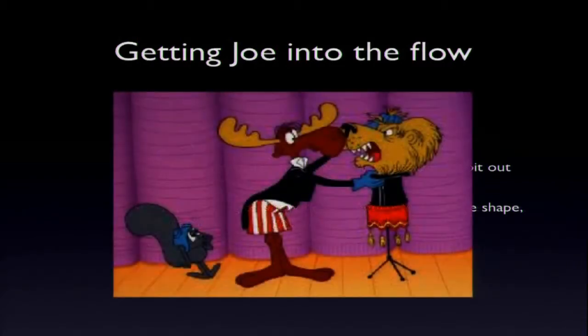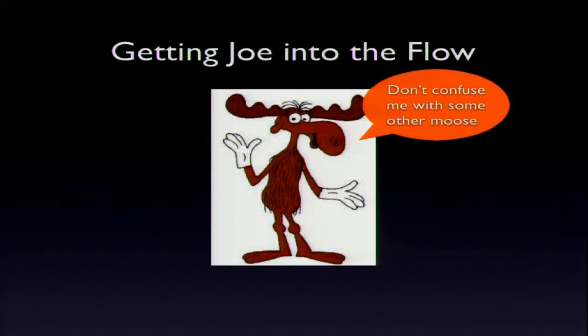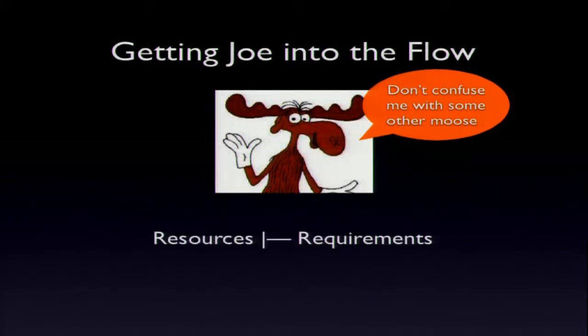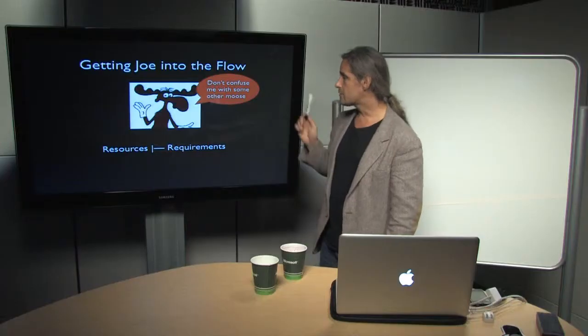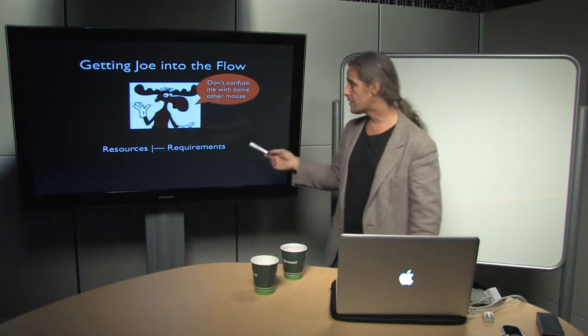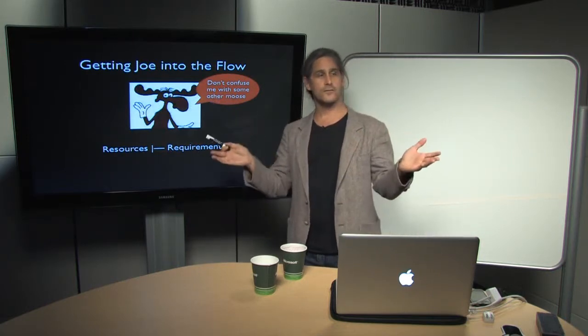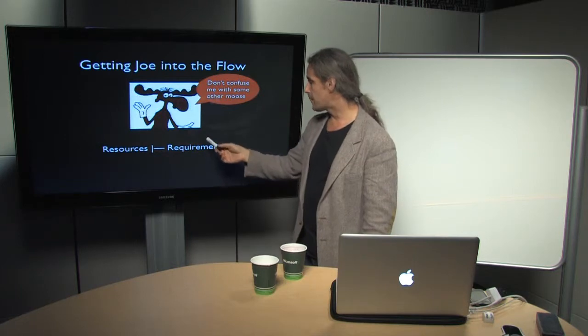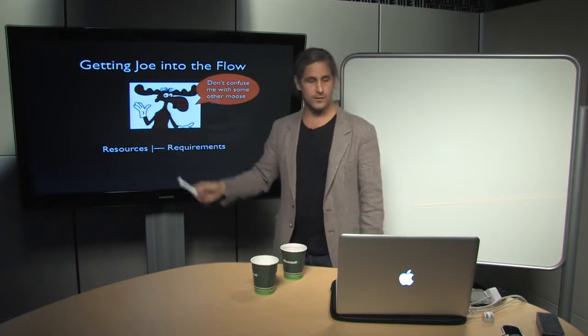Whoops, must have been the wrong hat. So regular Joe, we don't want to confuse with some other moose, because regular Joe is always thinking about how to manage system requirements in terms of the resources available. And regular Joe is very orderly, so he writes down rules, and we're just going to show a few rules about how to meet system requirements in terms of resources.